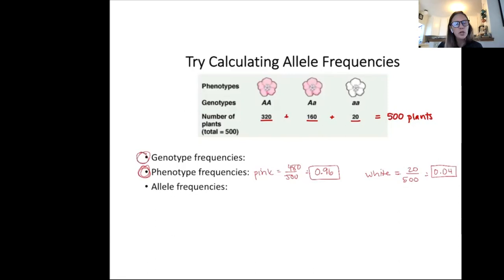Now let's go ahead and do our genotype frequencies. Here we have 3 different genotypes: homozygous dominant, het, and homozygous recessive, right? For the first, we're just going to take 320 over our 500, which is 0.64. For our het, it's going to be 160 over 500, which is 0.32. And then we have 20 over 500, which is 0.04. Right? So those are our genotype frequencies.